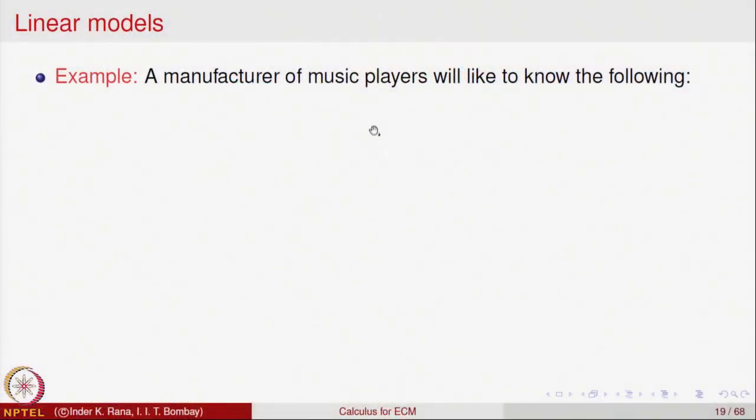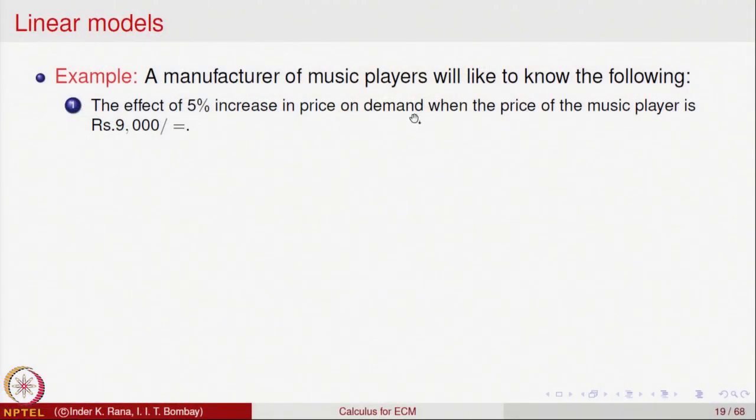So, we will look at some examples in the language of economics and so on. Let us look at the first example. It says a manufacturer of music players will like to know the following. There is a manufacturer who is making music players, and he is interested in knowing what will be the effect of a 5% increase in the price on the demand. If he increases the price of the music player by 5%, what will be the effect of this on the demand when the current music player price is 9,000.